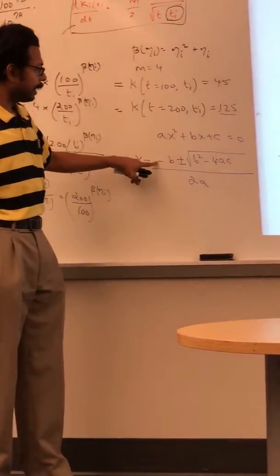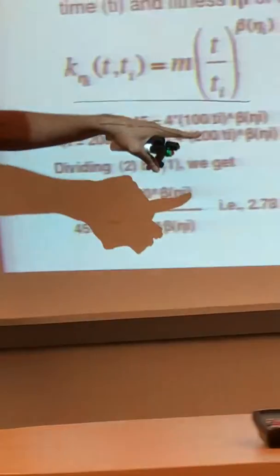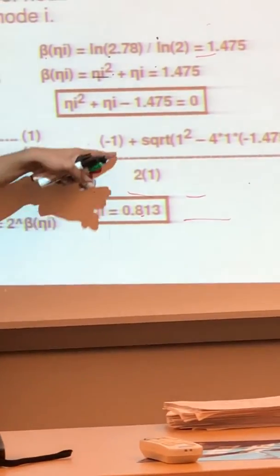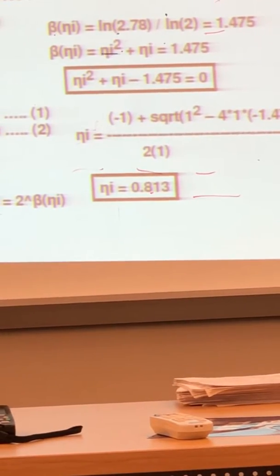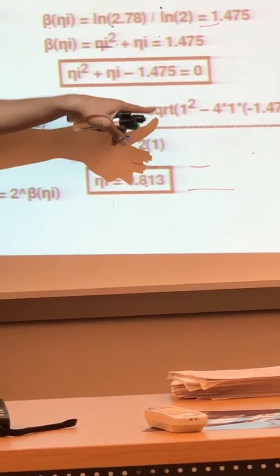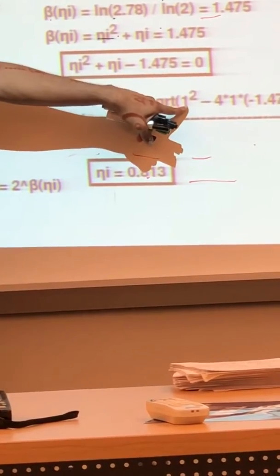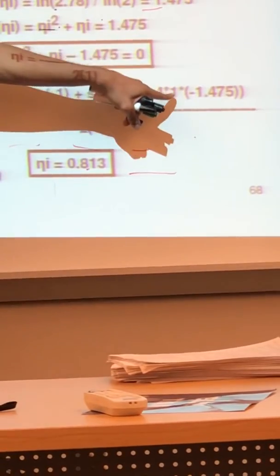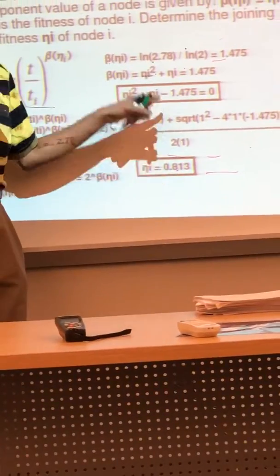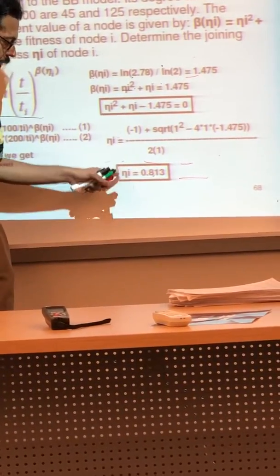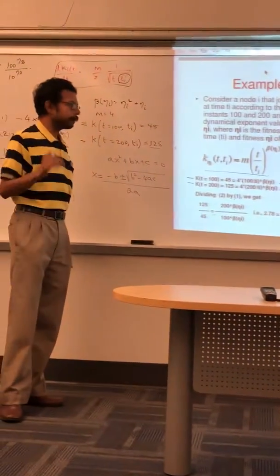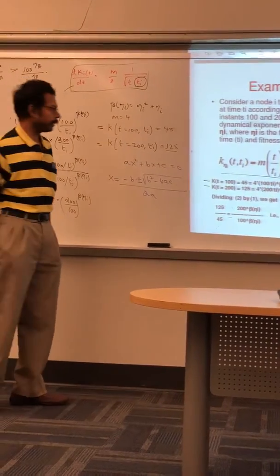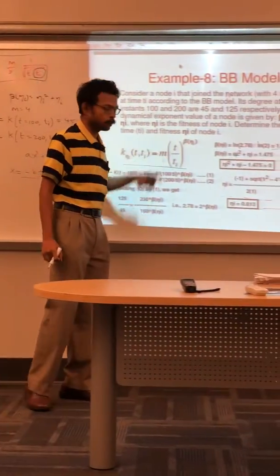Okay, so minus 1 plus or minus. Now I discard the negative sign because negative will make the fitness negative. So I take the positive sign. Okay, so plus square root of b square. So b is 1, 1 square minus 4 times a times c. So c is negative 1.475, divided by 2a. So if you simplify this, eta I comes out to be 0.813. Okay, so that's your fitness. So that's one of the two parameters you have to find, the fitness of the node.